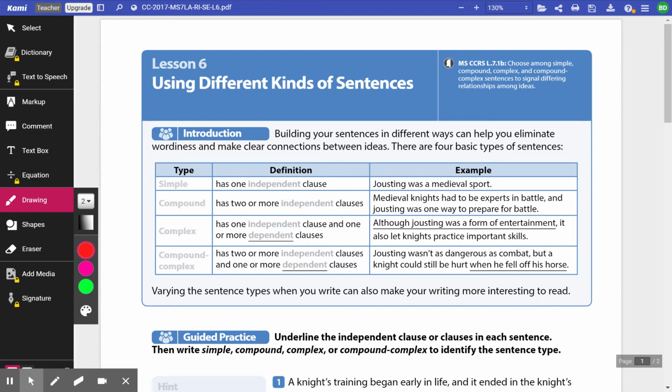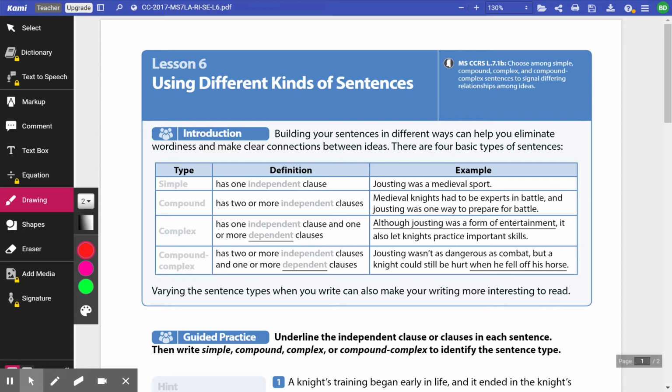We're going to be looking at lesson 6 today, which is on using different kinds of sentences. This is on page 241, so you need to make sure that you have your Ready workbook out open. You need to also make sure that you have some sort of writing utensil. So if you're not prepared, go ahead and pause the video and make sure that you have out your materials. All right, so let's go ahead and get started.